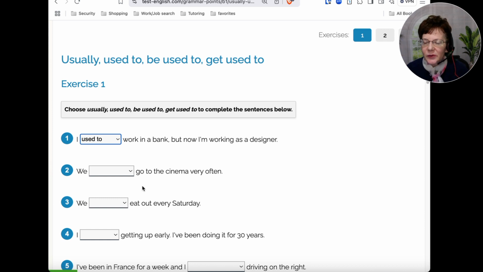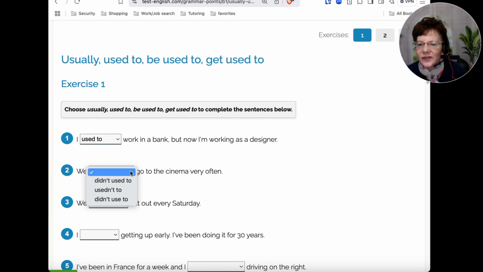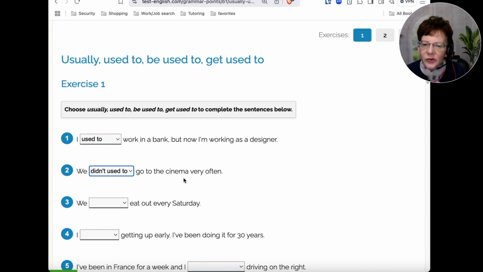All right, number two, okay, didn't used to, used to, or didn't use to go to the cinema very often. Okay, so which one would sound correct? So we know that the bottom one is not use, it's not a correct form. So if you chose the first one, didn't used to, that would be correct.